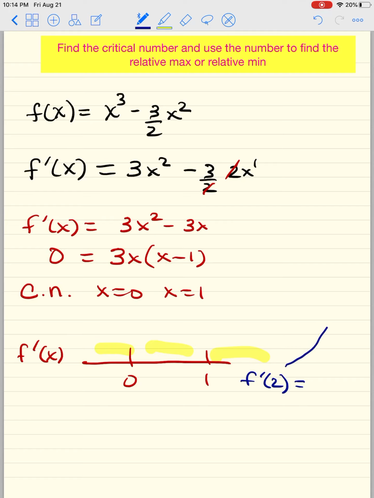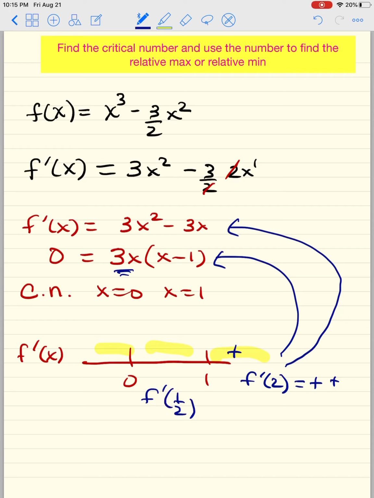So f prime of 2, I'm going to have to go back to f prime. I can use this or I can use this. I love using the factored form. So 3 times 2 is 6, which is positive. 2 minus 1 is positive, so that's a positive. Let's pick 1/2. So when you plug in 1/2, 3 times a half is positive. 1/2 minus 1 is negative. Therefore, a positive times a negative is a negative.